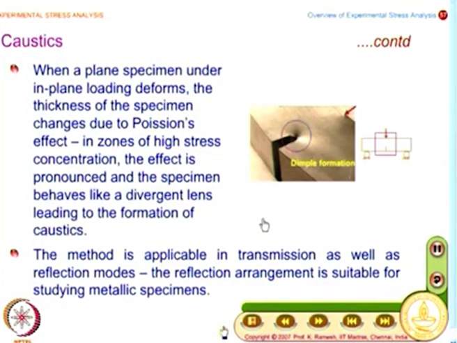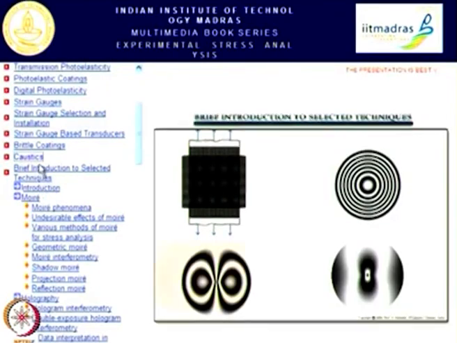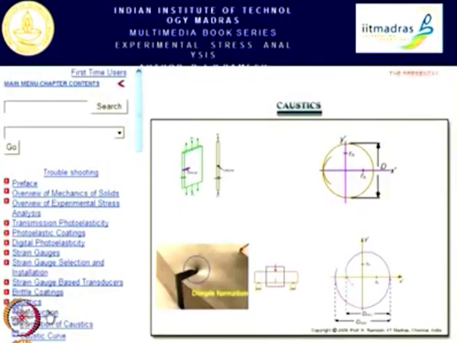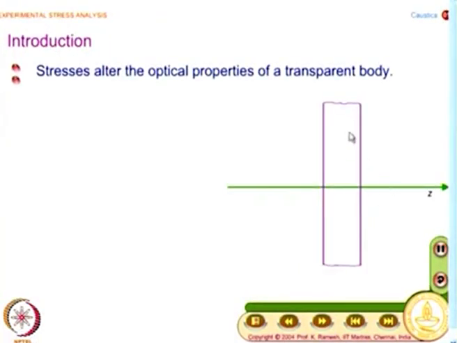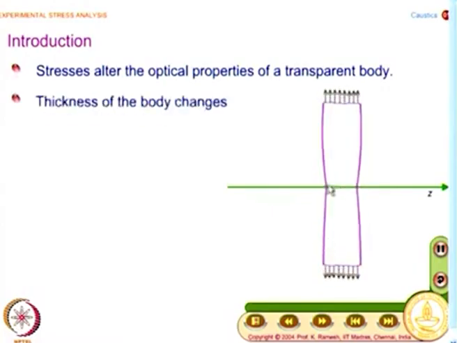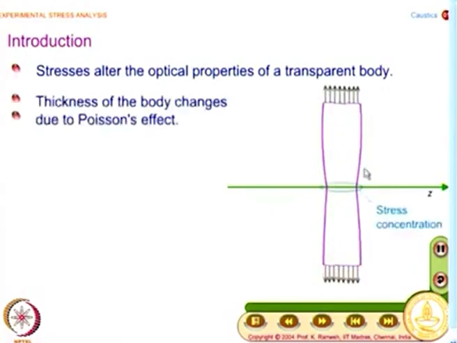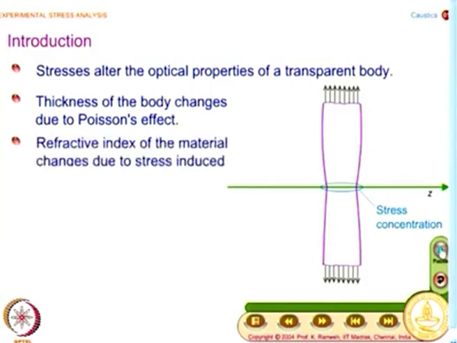We will have a look at it, and for this I am going to the chapter on caustics. I will just show you how this deformation is recorded. So this is the specimen, I have a stress concentration here. I pull this model, and from this, it is exaggerated, you see a thickness change very prominently noted near the stress concentration.